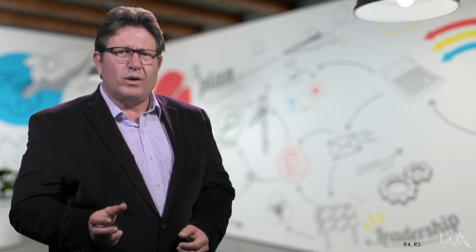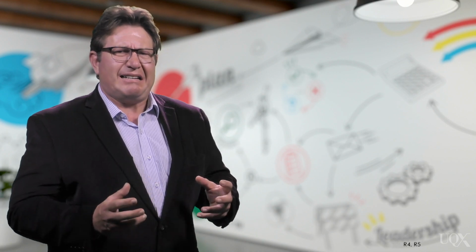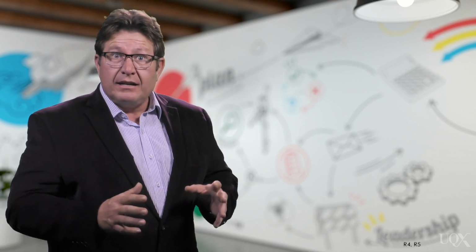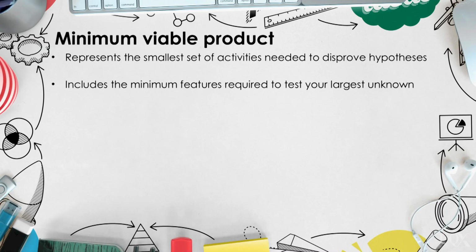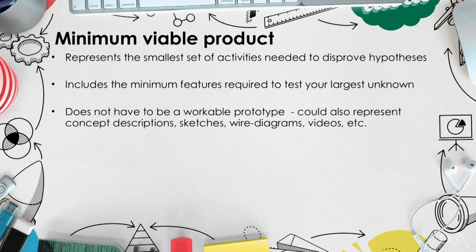Rather than starting with an unappealing dry cake with no filling or icing, start with a cupcake and build it up from there. A MVP does not always have to be a workable prototype, but could also represent concept descriptions, sketches, wire diagrams, videos, etc. The object is therefore not to build a complete product that has all the desired features, as this will be too costly. However, you have to be careful how you execute this.